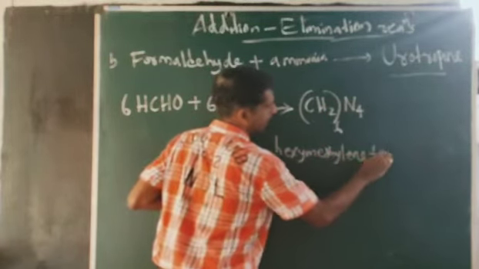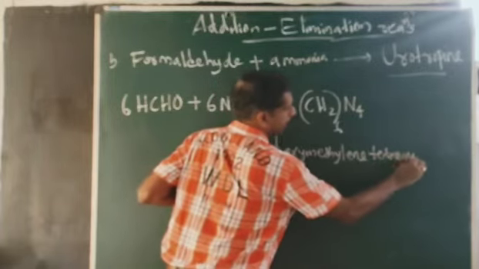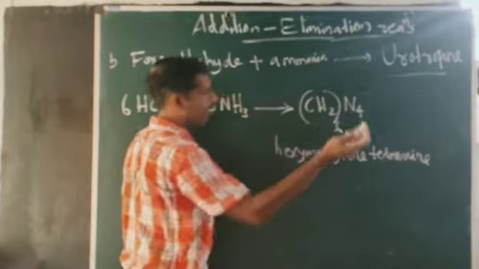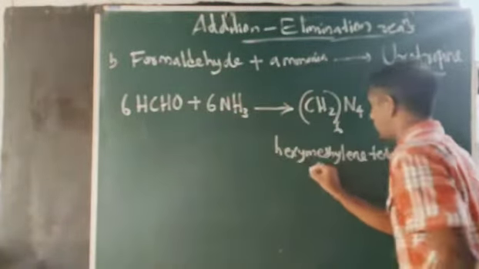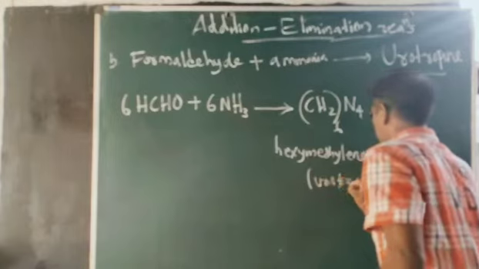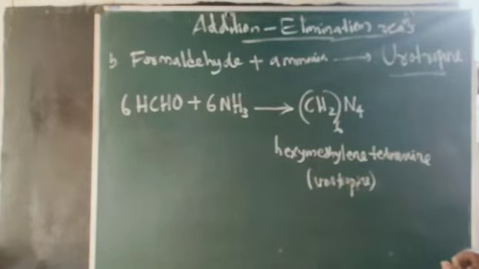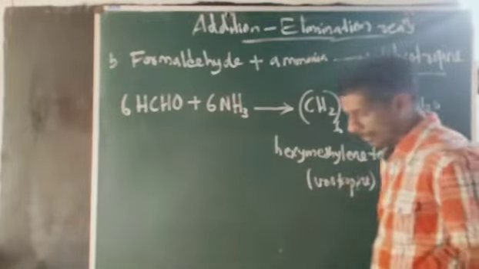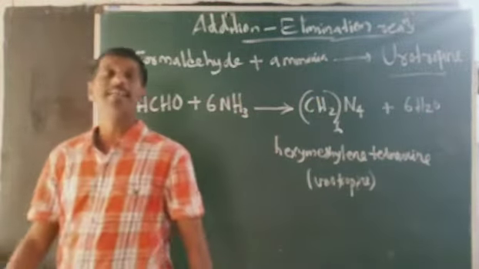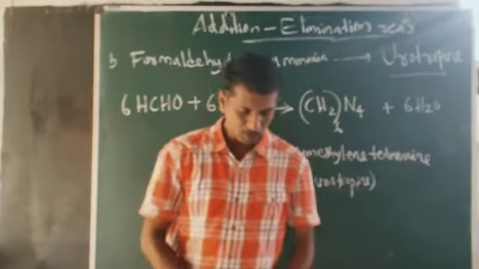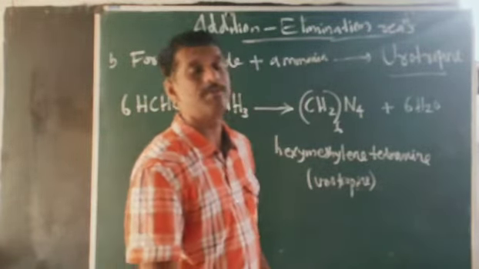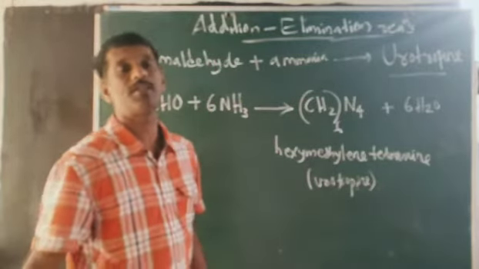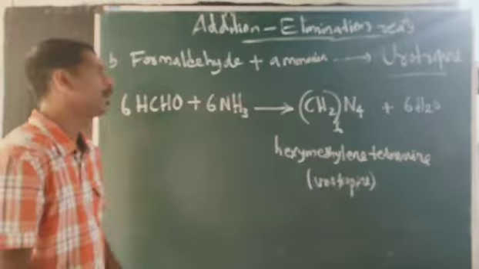Hexamethylene tetramine, which is known as urotropin, plus 6 molecules of H2O. Okay, this is the reaction of formaldehyde with ammonia. That's a very important reaction. So formaldehyde reacts with ammonia, and we get a drug used for urinary infection, known as urotropin or hexamethylene tetramine.